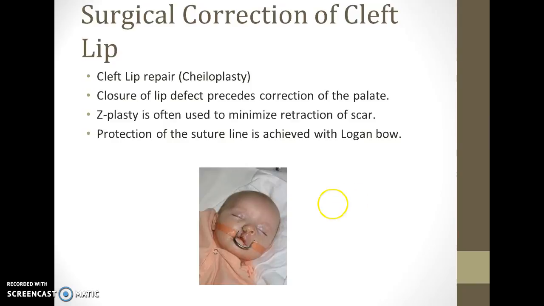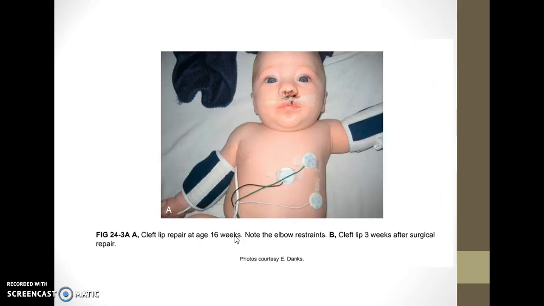area. They will use, after surgery, a Logan bow. This is a Logan bow right here, and that is so that the child and anybody who is near the suture site don't disturb the suture site. They also use restraints with someone with cleft lip repair. Elbow restraints, I know that it's frowned upon with many other types of procedures, and restraints aren't typically used, but for someone with a cleft lip repair, they will utilize it because they want to avoid the child hitting the area and disturbing the sutures.